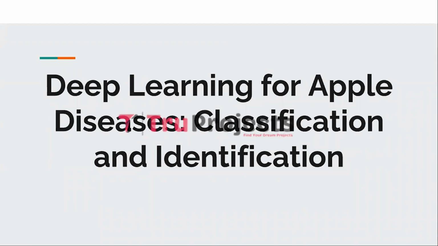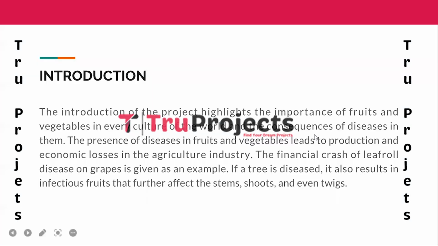Projects. In this video, we are going to explain the project titled Deep Learning for Apple Disease Classification and Identification. The project's introduction emphasized the significance of fruits in all global cultures and of the diseases affecting them. The occurrence of disease in this crop causes agricultural loss and economic setbacks. An illustration of this is provided by the financial impact of leaf roll disease on grape production.